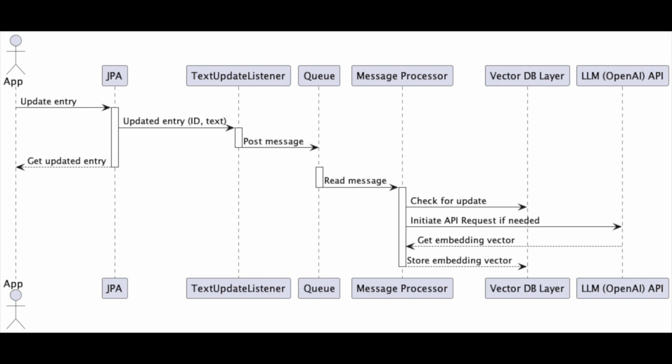The text update listener then posts a message into the message queue. The message serves as a notification to other components about the recent update. JPA commits the changes and returns control to the update initiator. The message processor reads the message from the queue and initiates further actions. Upon reading, the message processor interacts with the vector DB to check whether an update of the embedding vector is needed. If necessary, the message processor communicates with an LLM, currently the OpenAI API. The interaction aims to initiate an API request to acquire an embedding vector, a numerical representation of the text data. With the embedding vector in hand, the message processor stores it within the vector DB.